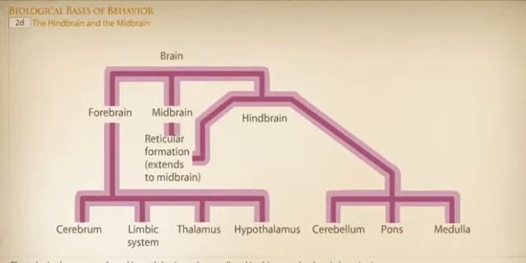The principal structures found in each brain region are listed in this organizational chart. So what we're going to do now is we're going to look at where some of these structures are located and what their principal functions are.